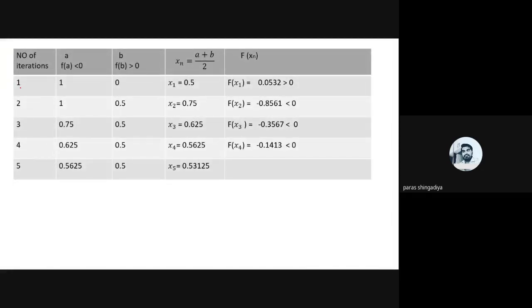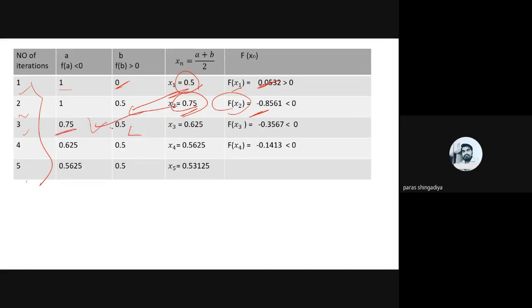Up to the 5th iteration, meaning 1, 2, 3, 4, 5, 5 iterations are required for this question. So the first interval is 1 and 0, consider the average, that is 0.5. Check the function output, that is positive. Replace 0 with 0.5. So 1 and 0.5, the average is 0.75. And f(x2) is negative. So 0.75 will be replaced in place of 1 because it is negative.